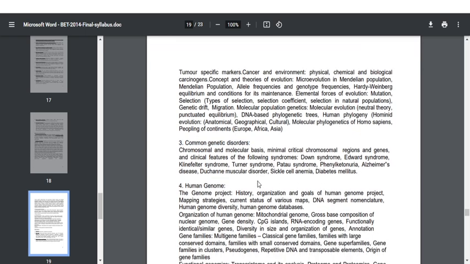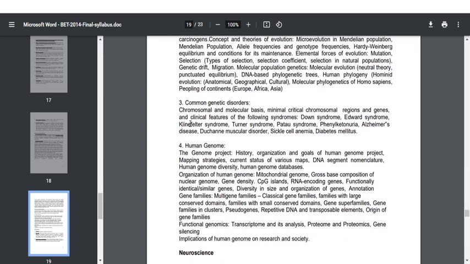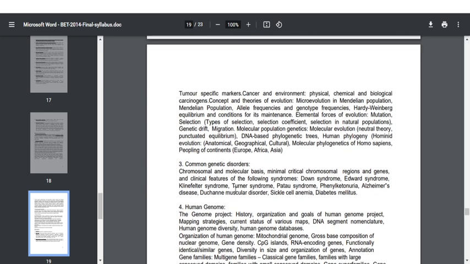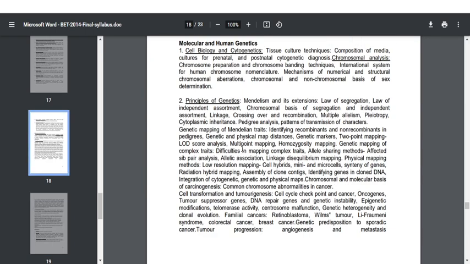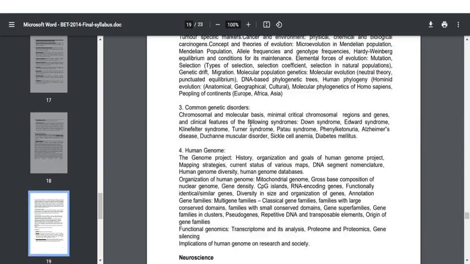Definitely 2 questions will come from common genetic disorders. Then read about the human genome, just the topics which I have mentioned for you. If you already have enough understanding of genetics, that is, if you have unit number 8 notes for the CSIR exam, then you can refer to them. Here chromosomal analysis is also an important topic, and at the same time we should know about chromosomal and non-chromosomal sex determination pathways.